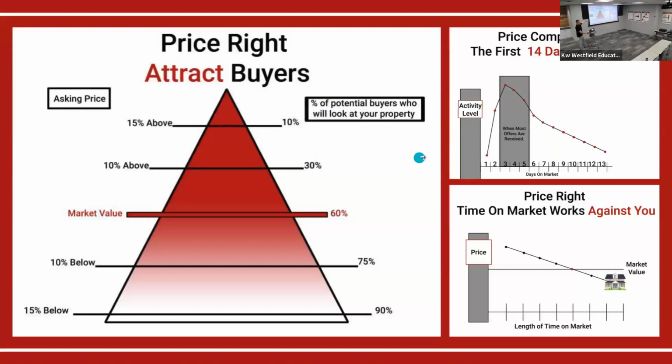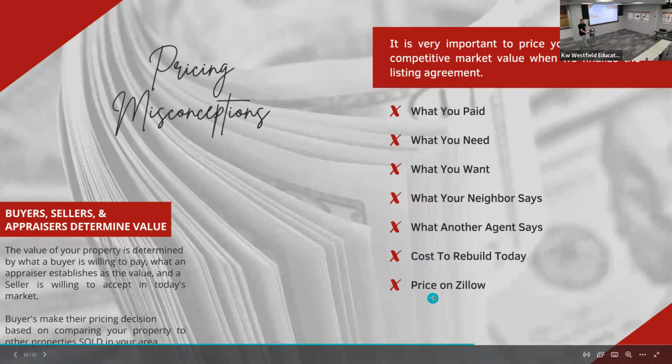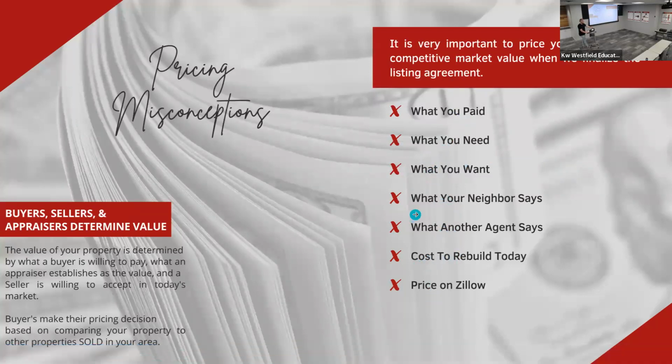I've shown them statistically what happens if they do it wrong. So when they look at, hey, where should we price our house? They're going into it with the expectation that we have to be mindful of what we're doing here. What you paid for it doesn't matter. What you need doesn't matter. What you want doesn't matter. What your neighbor says does not matter. What another agent says does not matter. Cost to rebuild today does not matter. What price says on Zillow does not matter, right? None of that matters. So if that's what you're basing it on, that's foolish.